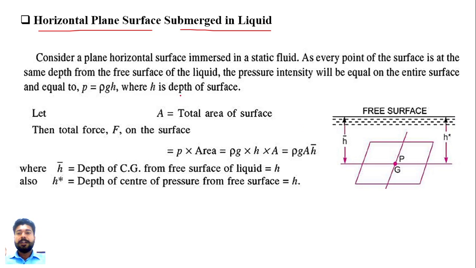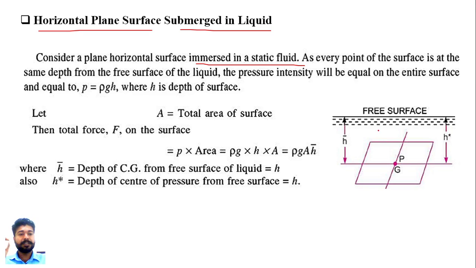Okay, so consider a plane surface immersed in a static fluid. At every point of the surface, it is at the same depth. Yes, it is not inclined. So every point of this surface is at the same depth from the free surface of the liquid, and the pressure intensity will be equal over the entire surface.